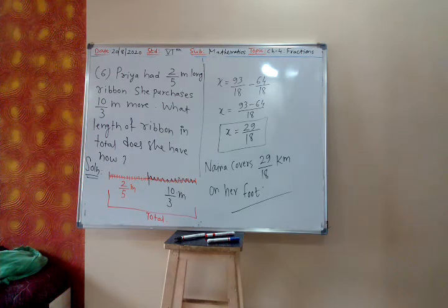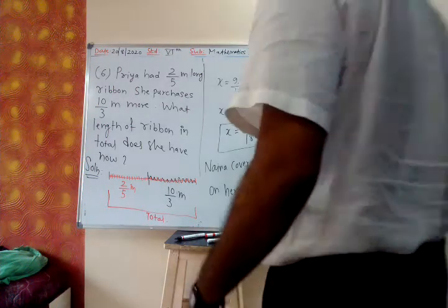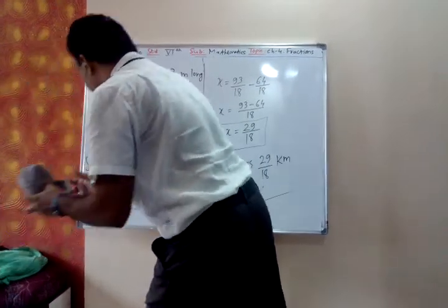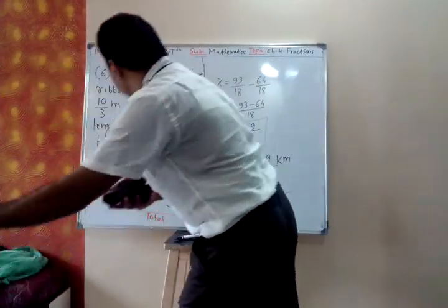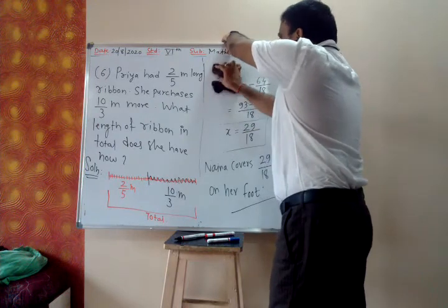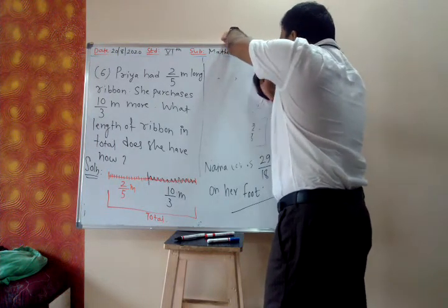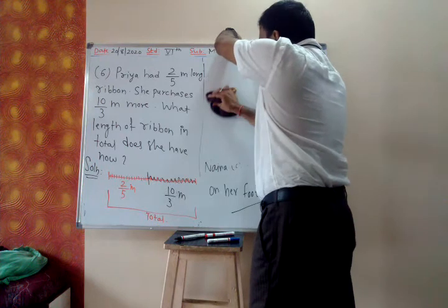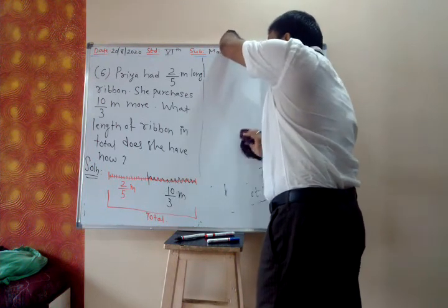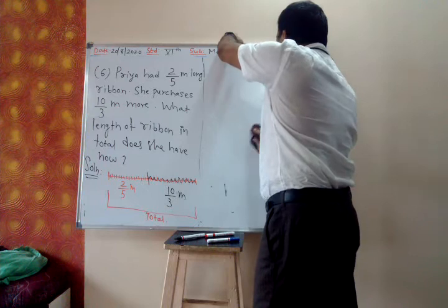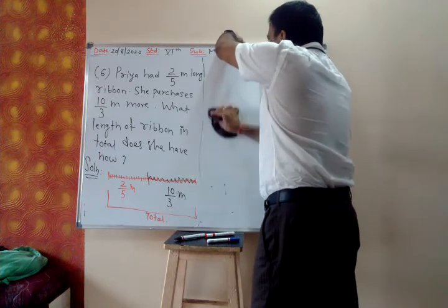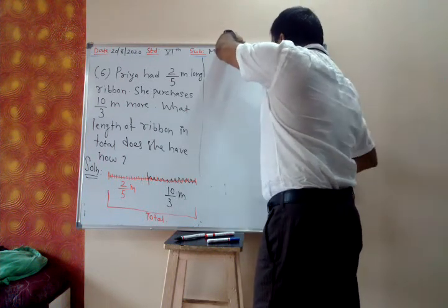Already she had 2 upon 5 meter long ribbon. Then she purchases 10 upon 3 meter more. Then how much is the total length? To find it, we have to add both the lengths. To find the total length of the ribbon, we have to add both the lengths of the ribbon.